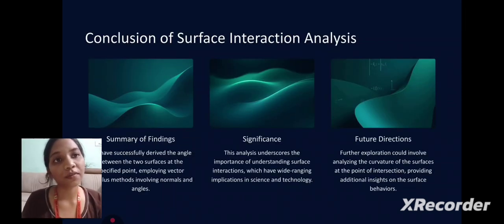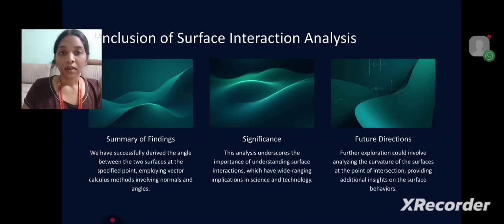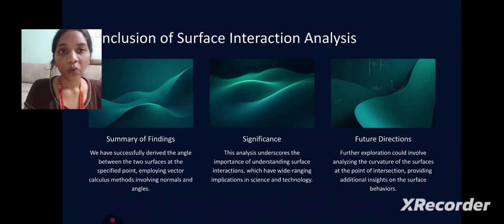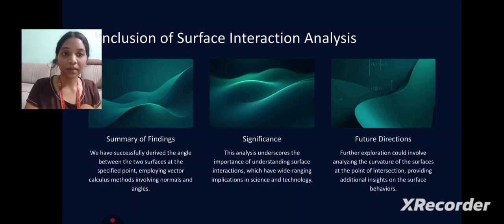Conclusion of surface interaction analysis. Summary of findings. We have successfully derived the angle between the two surfaces at the specified point employing vector calculus methods involving normals and angles. Significance. This analysis underscores the importance of understanding surface interaction, which has wide-ranging implications in science and technology.